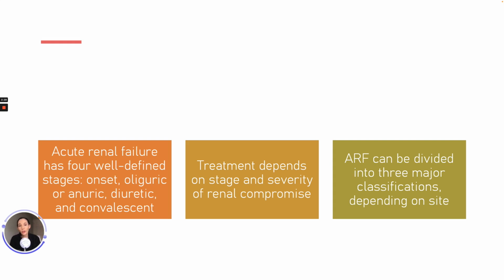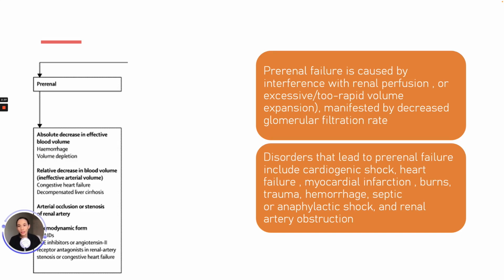Acute renal failure can be divided into 3 major classifications depending on the site. First is pre-renal failure. It's caused by interference with renal perfusion or excessive or too rapid volume expansion. It's manifested by decreased glomerular filtration rate. Disorders that lead to pre-renal failure include cardiogenic shock, heart failure, MI, burns, trauma, hemorrhage, septic or anaphylactic shock, and renal artery obstruction.